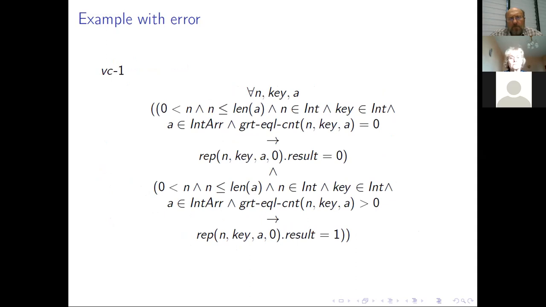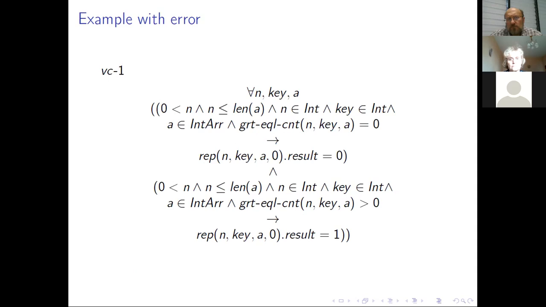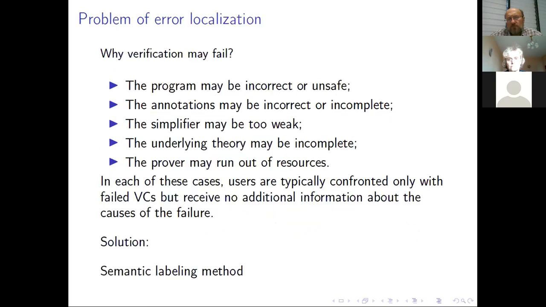But we generate a verification condition for this program using the C-lightVer system. The effect of a loop is replaced by the value of the rep function. Let us note that we cannot prove this verification condition due to the error in the source program. And let us consider the following question: the question about errors in programs.